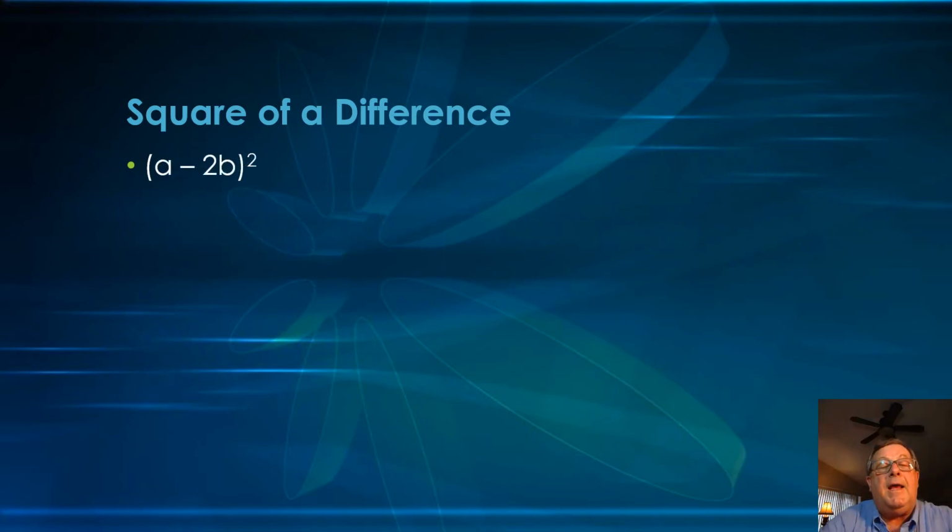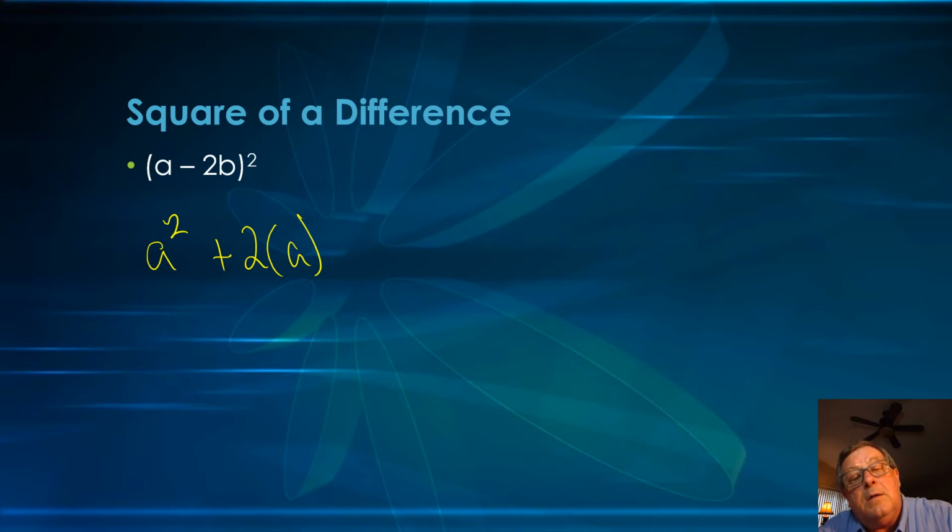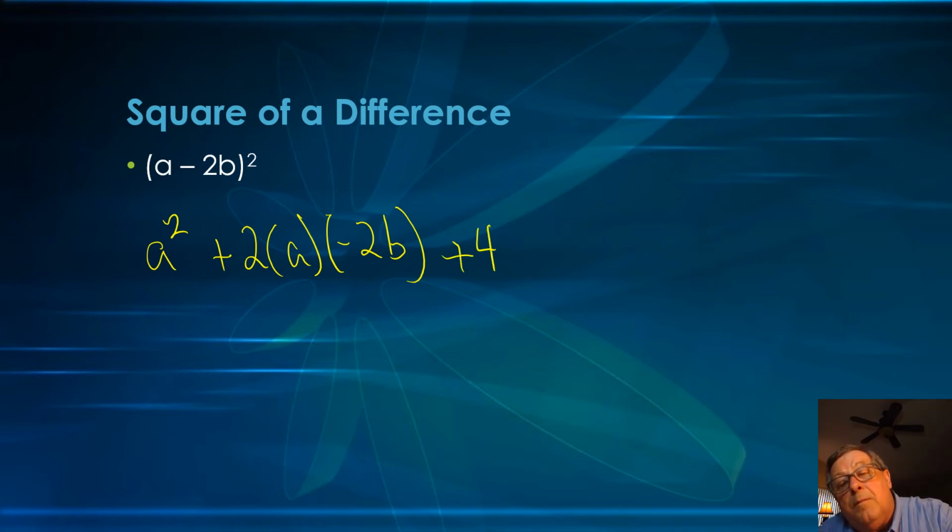All right, so now we got a minus 2b squared. And so we're going to use that pattern for the square of a difference. I've got a squared plus 2 times a times negative 2b. And then we got the negative 2b, and we're going to square that, with negative 2 times negative 2 giving me a positive 4b squared.